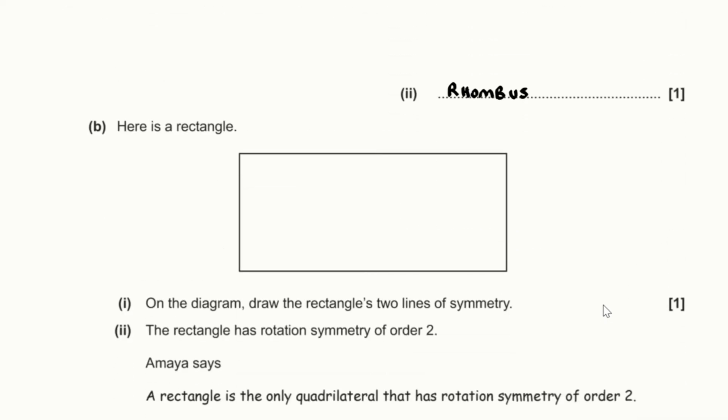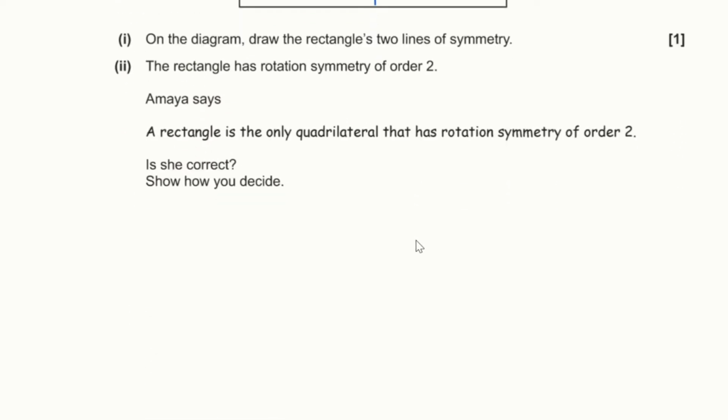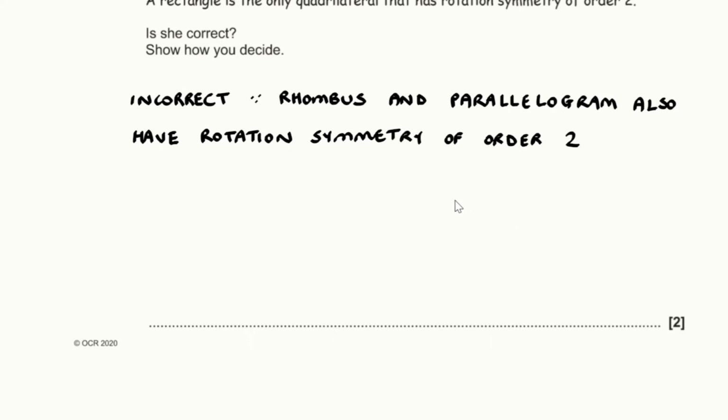For part B, here is a rectangle. On the diagram, we have to draw the rectangle's 2 lines of symmetry. Here are the 2 lines of symmetry. Next, the rectangle has rotation symmetry of order 2. Amir says a rectangle is the only quadrilateral that has rotation symmetry of order 2. Is she correct? Show how you decide. Which is incorrect because a rhombus and a parallelogram also have a rotation symmetry of order 2.